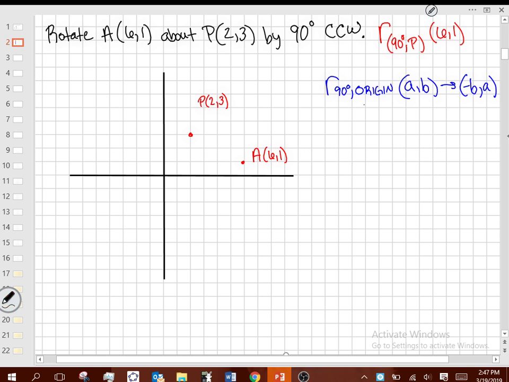Because this is what people do. They say, okay, you're going to rotate A 90 degrees around P. Okay. Then take A, which is at (6, 1), run it through this formula, this rule turns into (negative 1, 6), and then you plot (negative 1, 6). Okay? So that would be A prime.